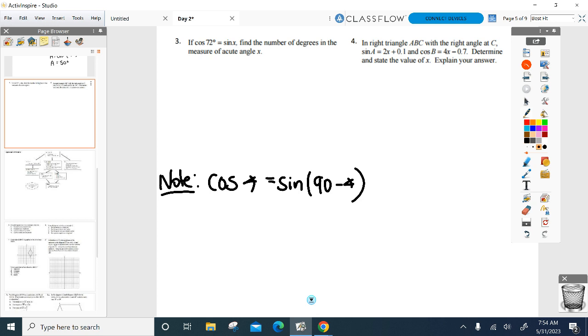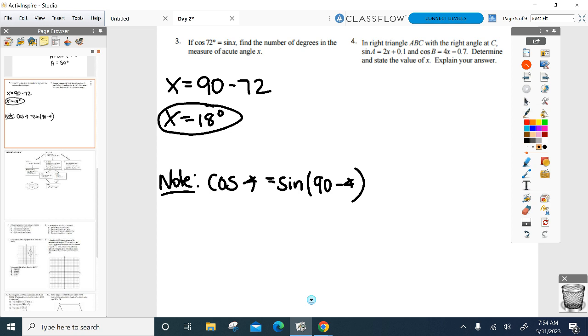So how can I find angle x up here? I do 90 minus 72. If you ever see sine and cosine equal to each other, that must mean their angles add to 90. And now this makes it a pretty easy problem. 18 degrees. Any issues? All right, next one.